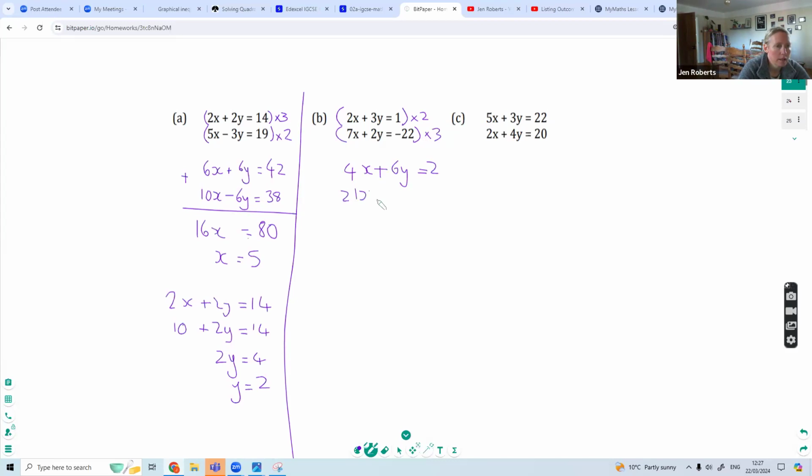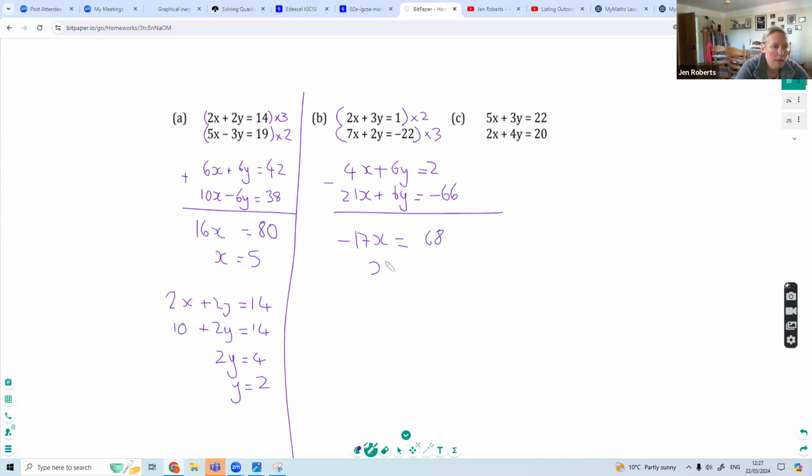21x plus 6y minus 66. Right, you've got to be careful when you're dealing with this now. This is quite a difficult question here. What we're going to do, we're going to subtract the equations because the signs are the same. 4 minus 21 is minus 17x. The y's disappear, right? You've got to be careful here. It's 2 take away minus 66. If you type that into your calculator, 2 take away minus 66 is 68.